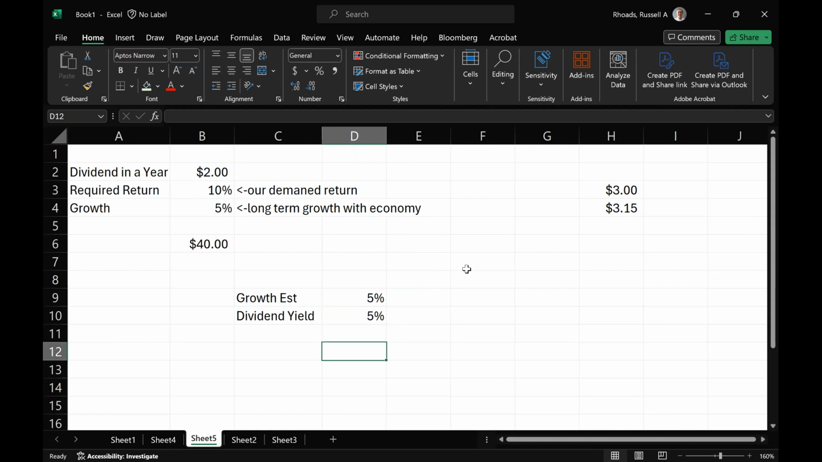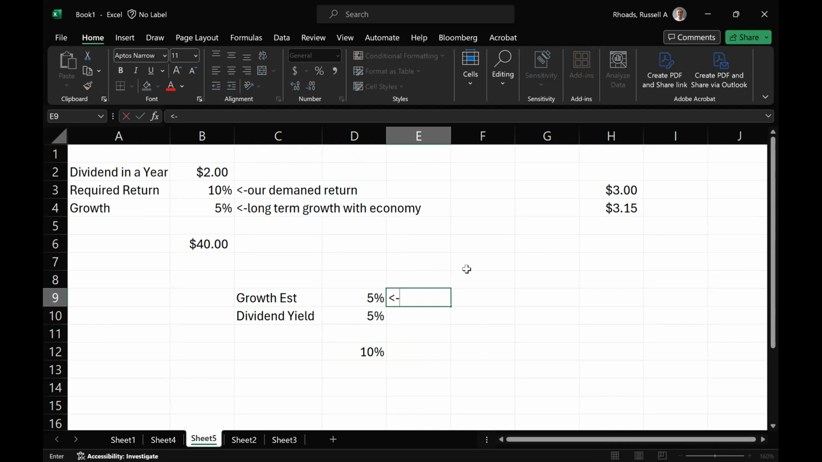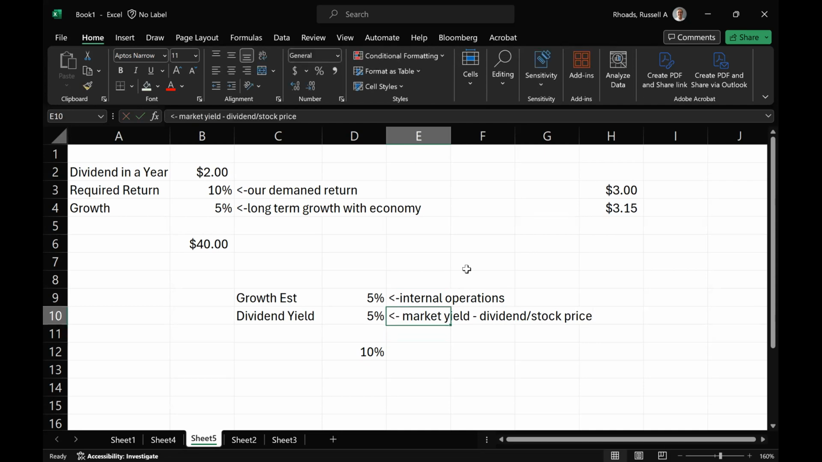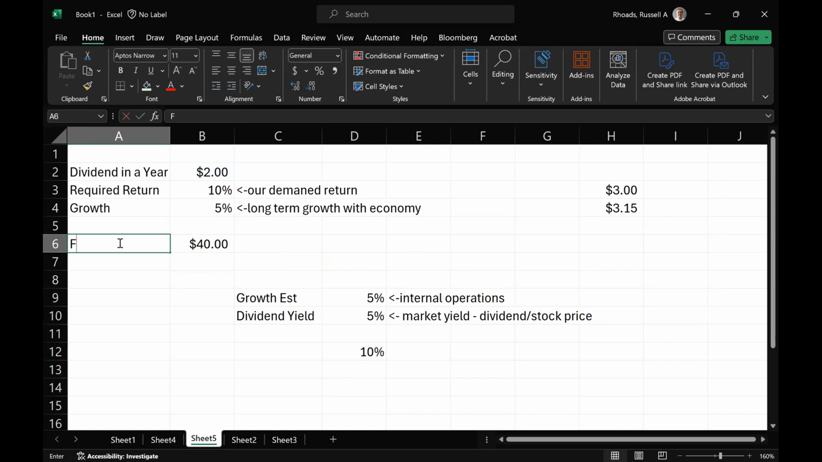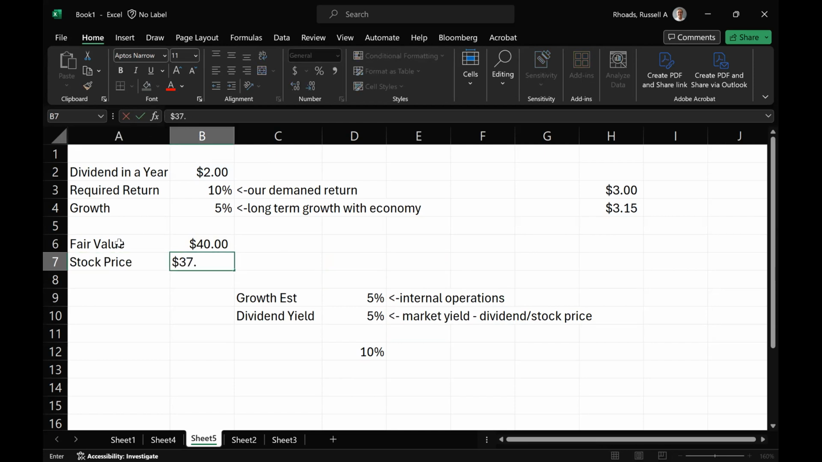Well, our long-term required return, the market's, is that 5% growth estimate that we get from their internal business, their internal operations, plus the dividend yield, which is the market yield, the dividend divided by the stock price. Now I'm going one other step, and hopefully this is where it's going to clear this up. Let's say the real stock price, right here I'm solving for the stock price, this is a fair value based on that. Let's say the stock price is $37.